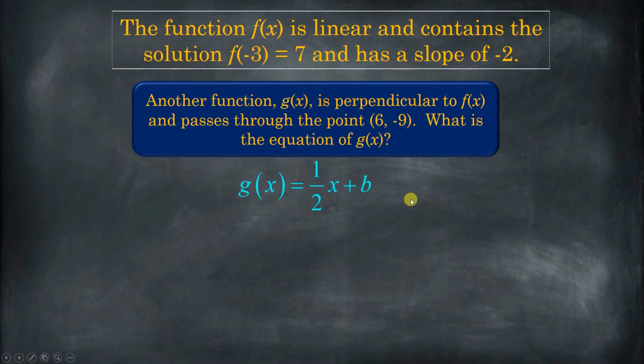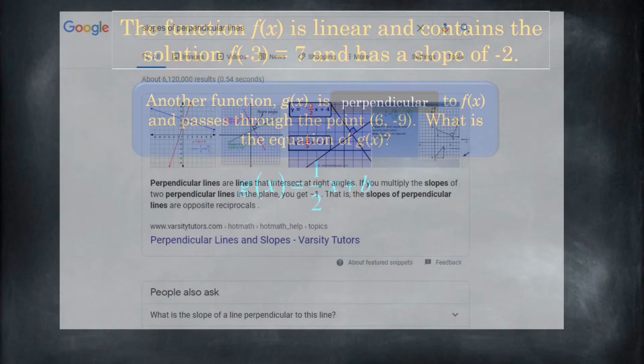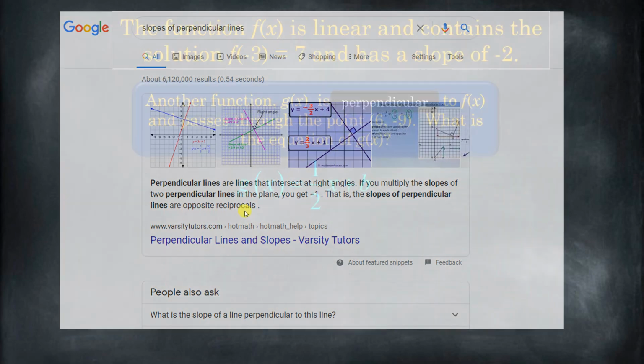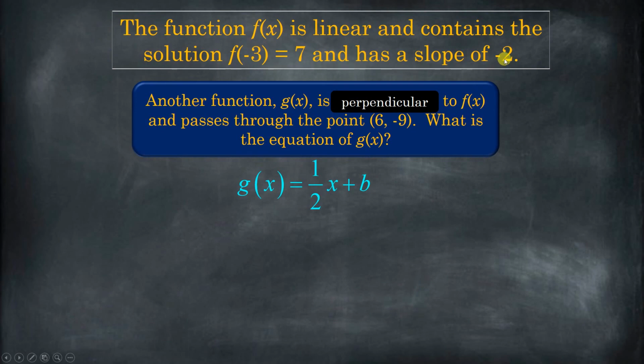Now, we can figure out that the slope for this one's going to be 1/2. And the reason I know the slope is 1/2 is because it tells me that it's perpendicular. If you forget, you could type into your good old friend Google, tell me about the slopes of perpendicular lines. It's going to tell you right here. Slopes of perpendicular lines are negative reciprocals, opposite reciprocals. So if I had a slope of -2, the opposite of -2 is +2. Take the reciprocal of +2, you get 1/2. Done. Boom, right there.